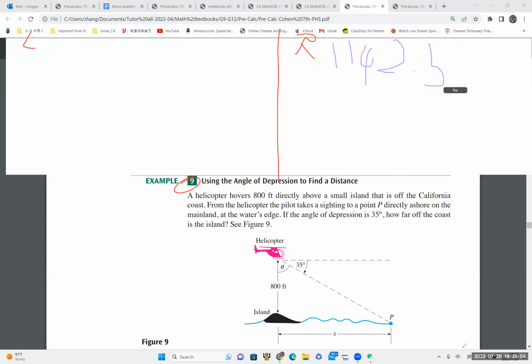I suppose this is correct. It's not very hard. This is 35, so this is 35 degrees. So we have tangent 35 degrees equal to 800 over x, right?